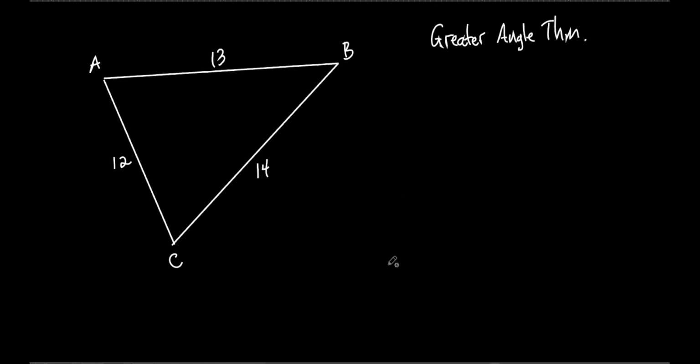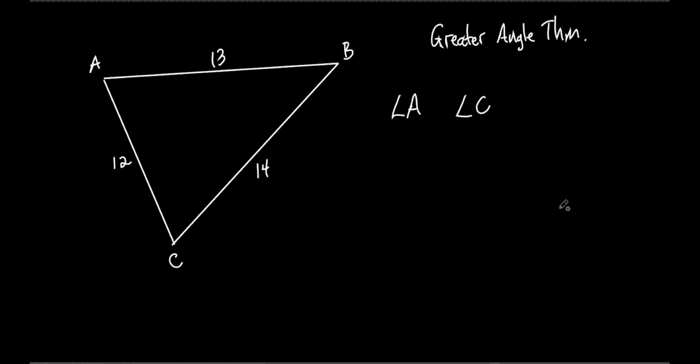So which one's the largest side? CB, right? 14. Everybody see that? So what angle is opposite side BC, or that 14 right there? Angle A. So which one's the biggest angle? Angle A. So angle A is the biggest angle. Let's go in order. What's the next biggest side? The 13, the AB, right? So what angle is opposite the medium, or the next biggest one? What angle is opposite this 13? Angle C. So guess what? Angle C is the middle one.